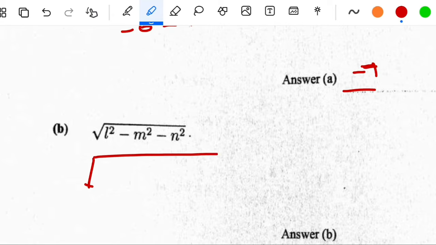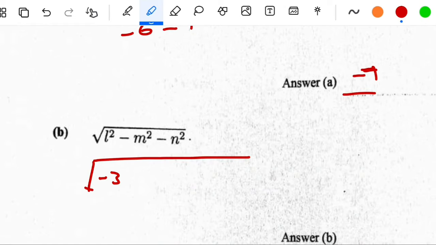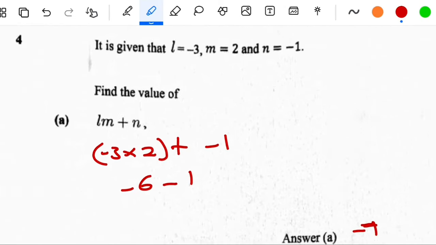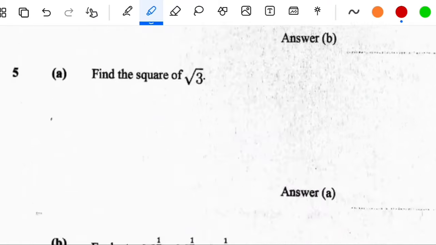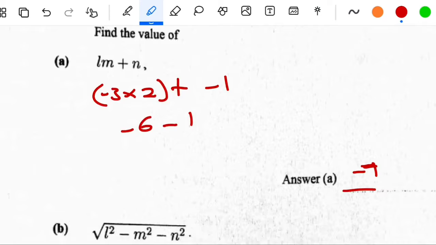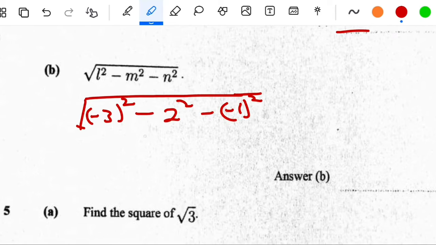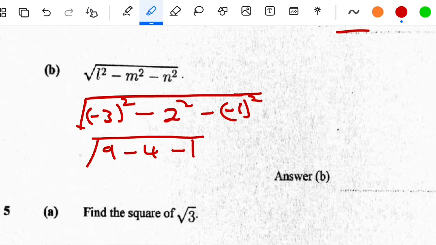Now here, square root of 4. What is my L? My L is a negative 3 minus my M, which is 2. So negative 3 minus 2 squared minus N, which is negative 1, so negative 1 squared. So I'm going to get what? A 9 minus 4 minus 1, which is going to be what? Square root of 4, which is plus or minus 2 as my answer.